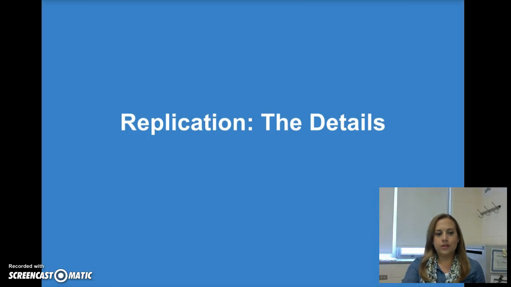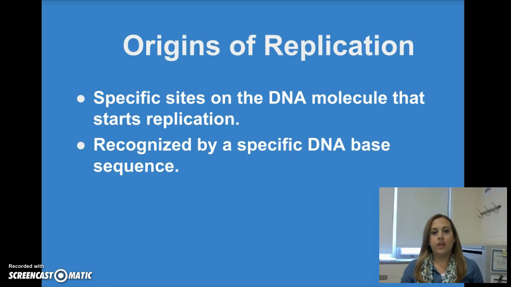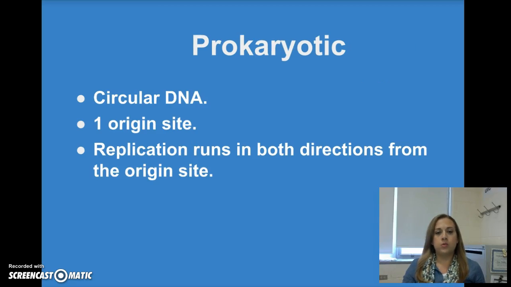Hey everybody, so we are going to continue talking about DNA and we're going to focus on some of the details of replication today. So replication has to start at a specific spot or spots depending on what kind of DNA you're looking at. We call those spots the origins of replication, and they are specific sites on DNA where replication starts, and they're recognized by a specific DNA base sequence.